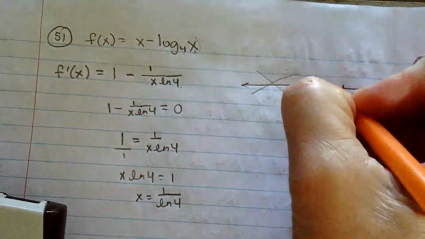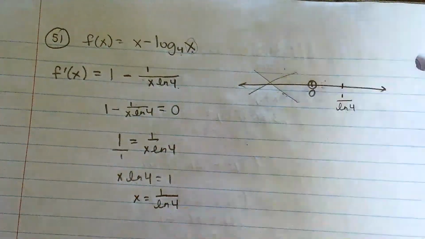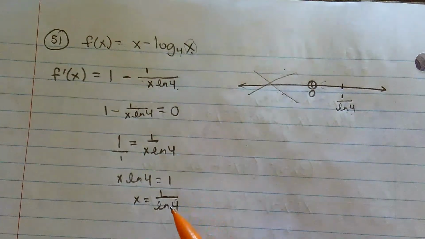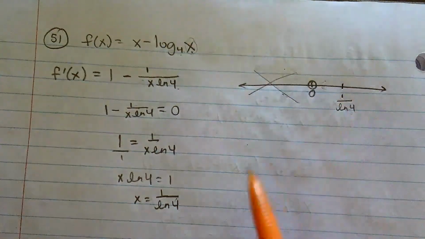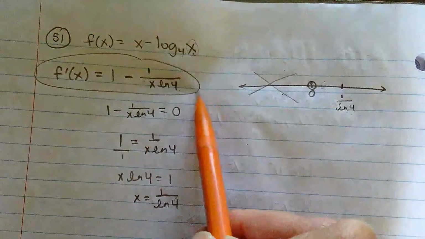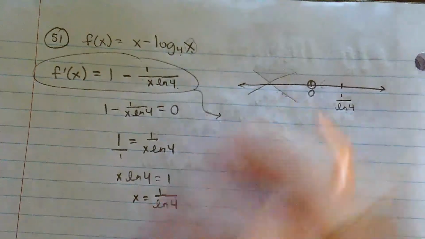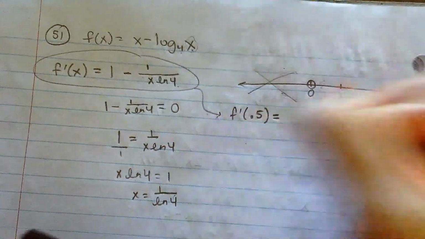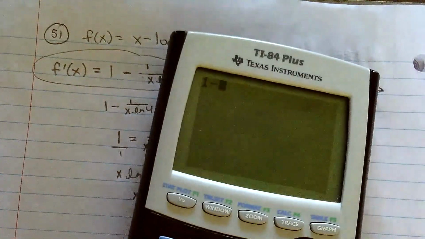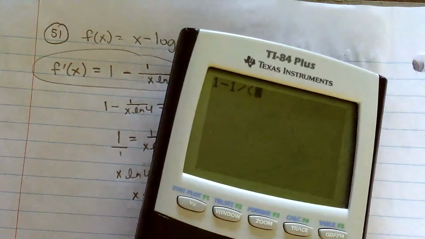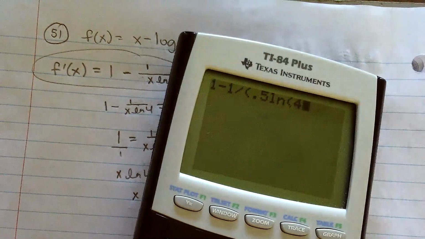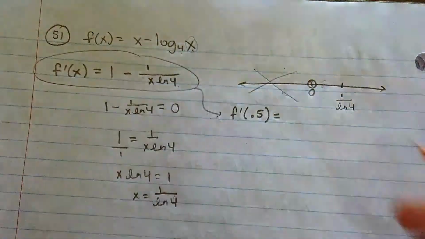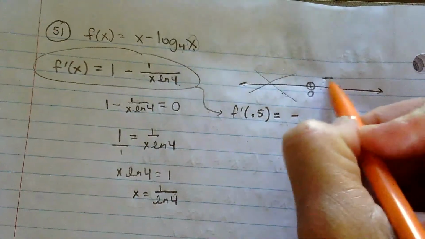So if I plug in 1/4 as a check, oh, I'm not plugging into there anyway, that's right, I'm plugging into here to see if it's positive or negative. So let's plug in like 0.5. If I plug 0.5 into this derivative, f prime at 0.5 is going to be 1 minus 1 over 0.5 ln of 4. A negative number. So we're decreasing there.